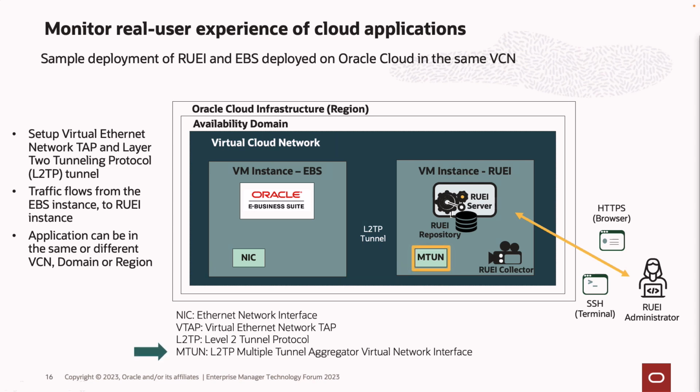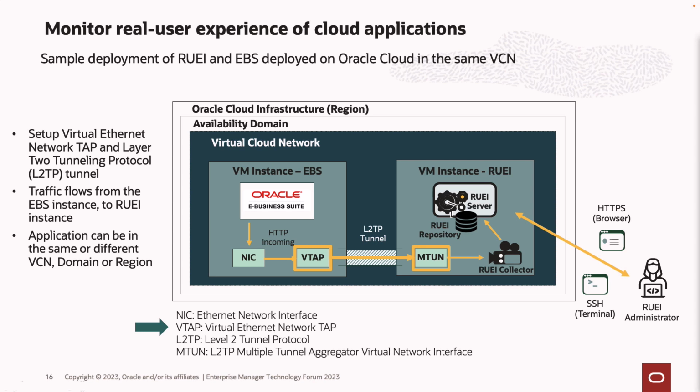MTUN in the RUEI instance box is a program that takes care of the L2TP tunneling in the RUEI side. And this is pre-configured in the app, so you don't have to do anything. All you need to do is to run a prescribed set of shell scripts, which will first transfer the virtual network tap software from the RUEI server to the application host, and second, automatically install and configure in the destination host, so that the traffic flows from the application instance to the RUEI instance.